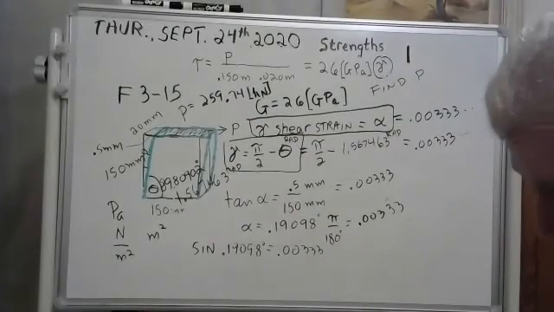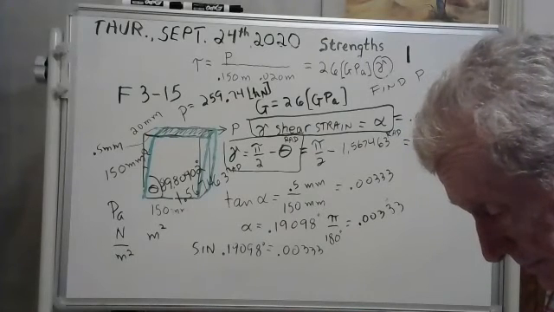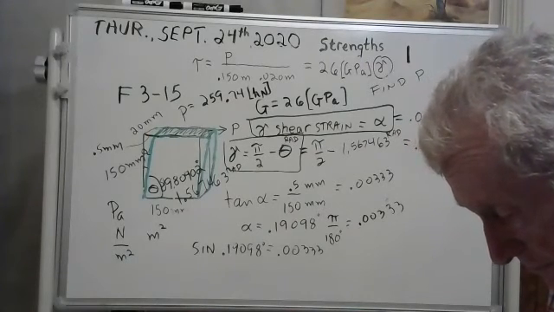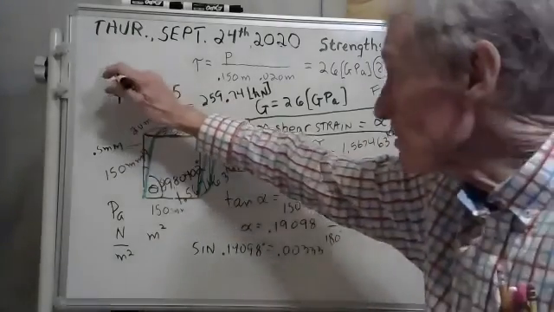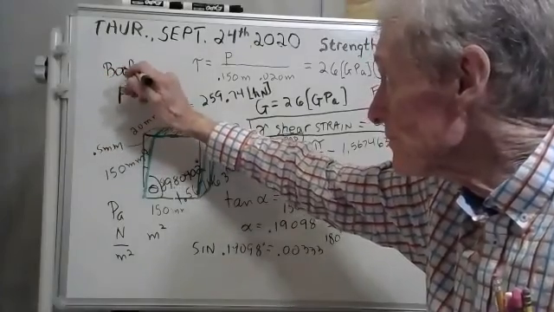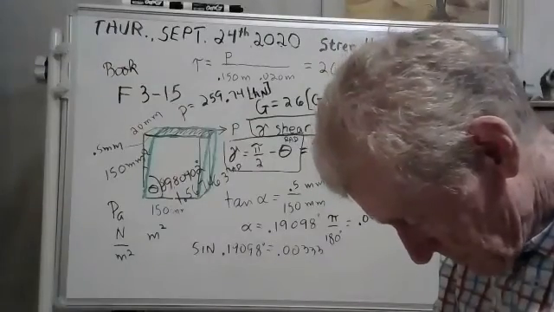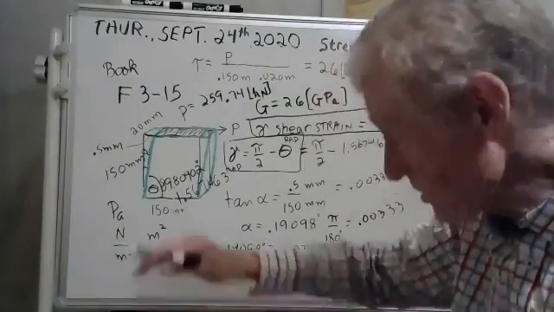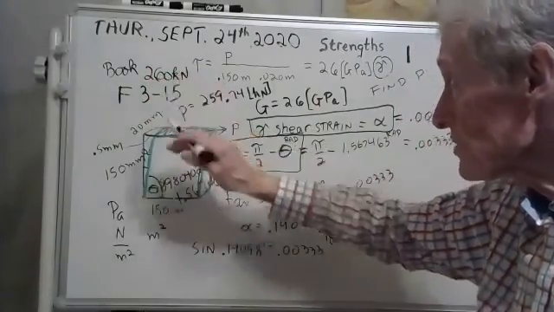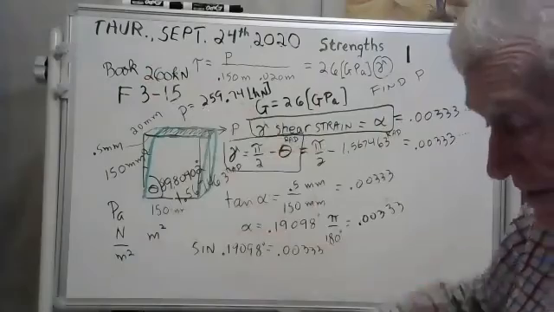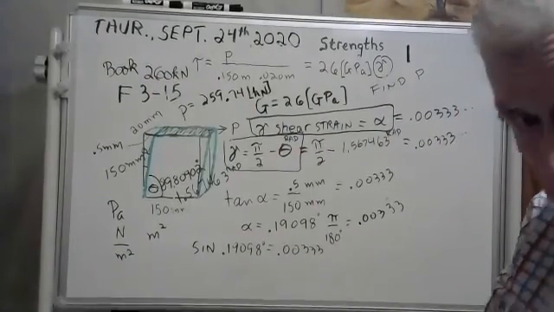Now, let's see how we did. This was F315. Go to the back and help me snoop around. And 315 says, now the book says, 260 kilonewtons. Now we got 259.7. They just rounded off. I'm pretty happy with that. I think we did pretty good on that.